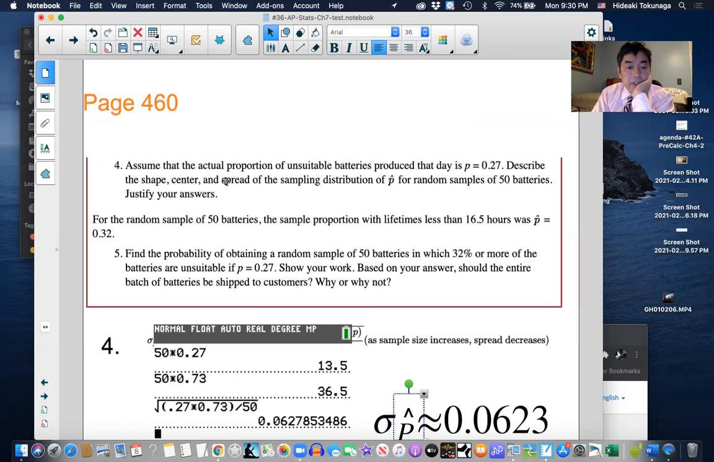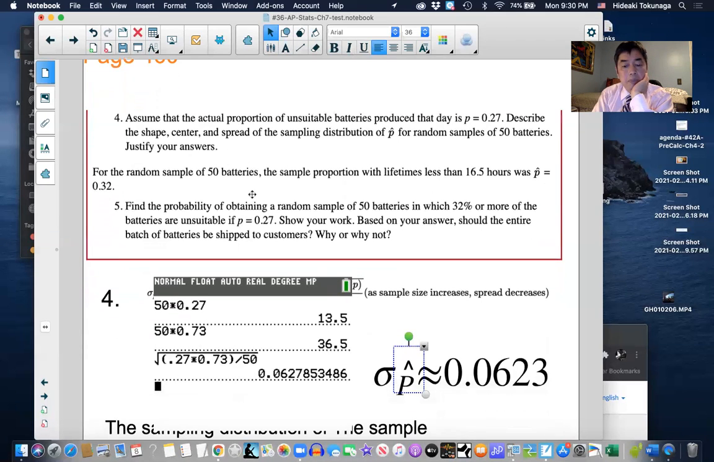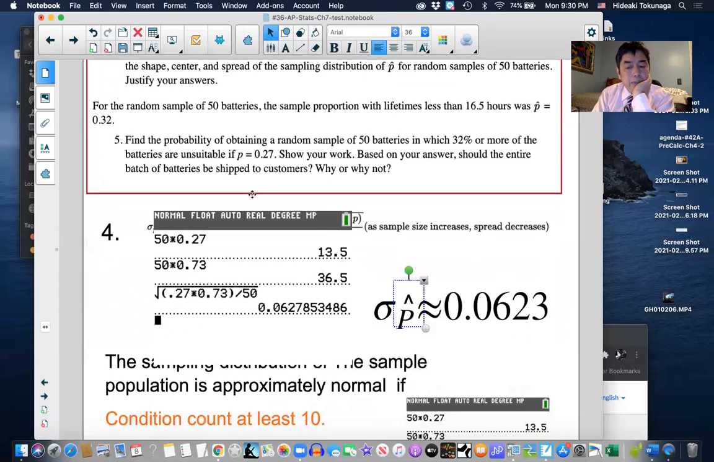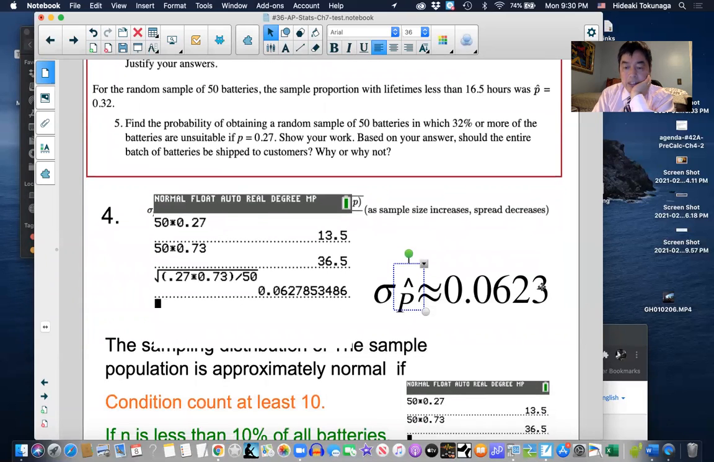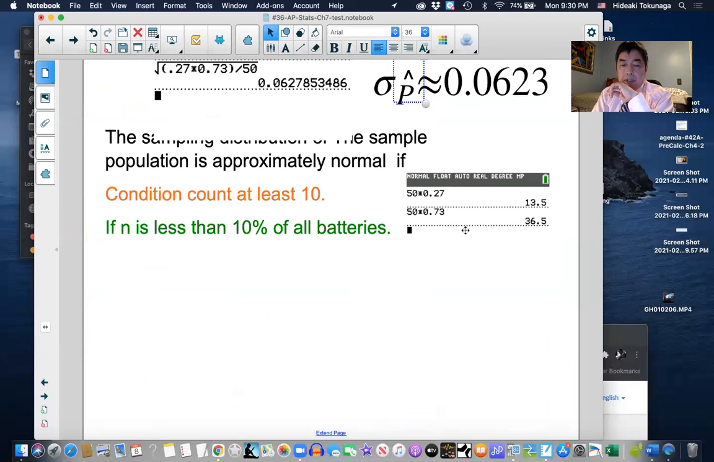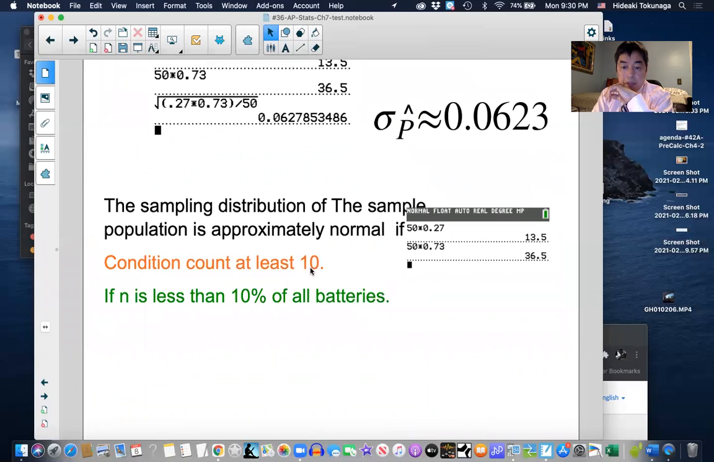No outliers. And spread, it could be range, but more likely spread is the standard deviation. So standard deviation is going to be 0.0623.